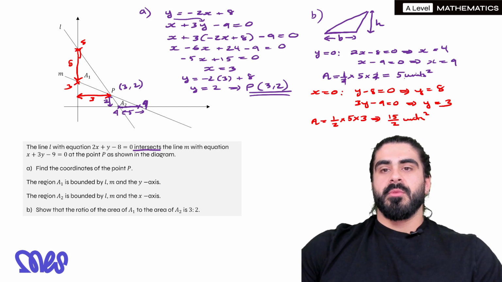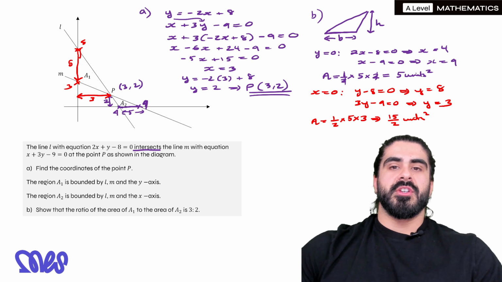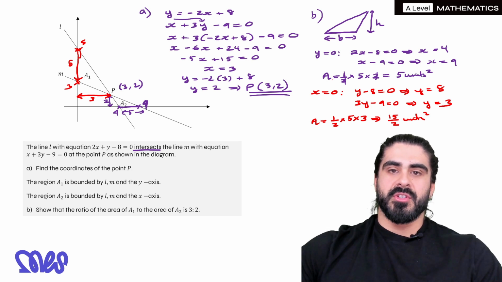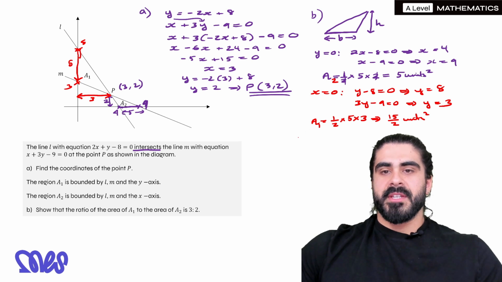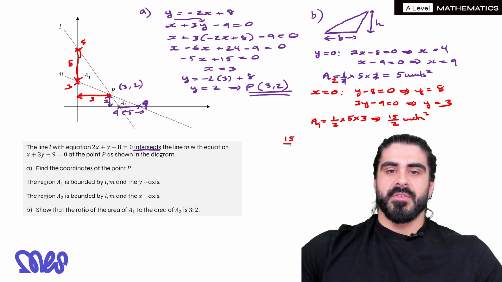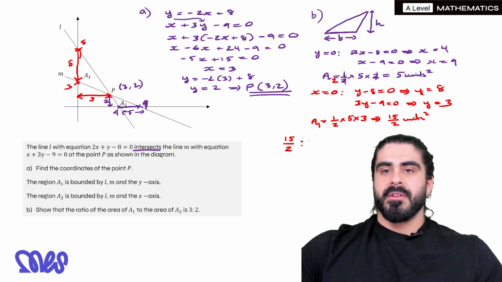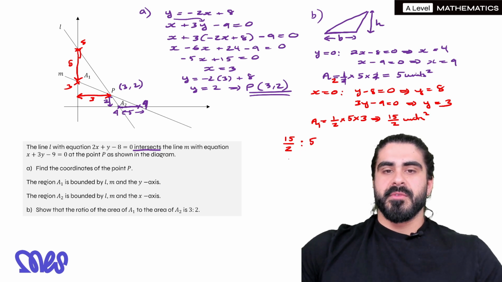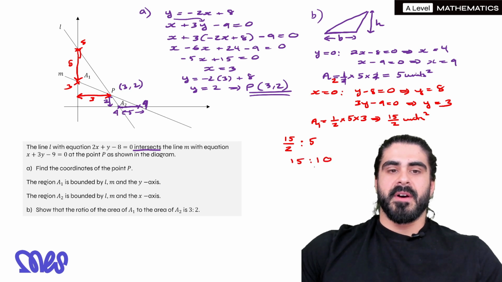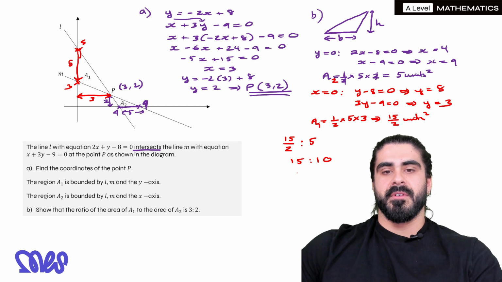Okay, so the last thing we need to do then is write down the ratios. So the first one I did actually was A2, right? And this is A1. So the ratio of A1 to A2 is 15/2 to 5, times by 2 on both sides. So we're going to get 15 to 10, then divide both sides by 5. We get the ratio of 3 to 2.